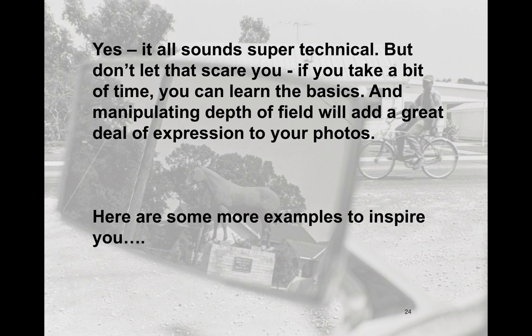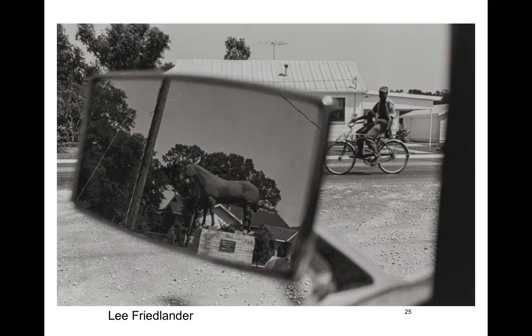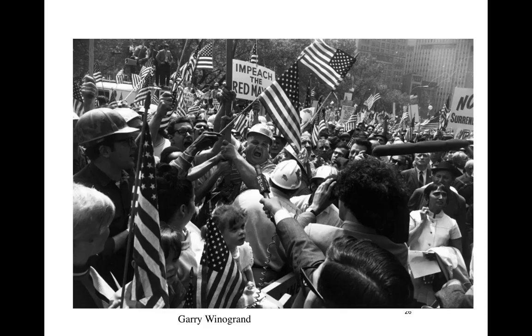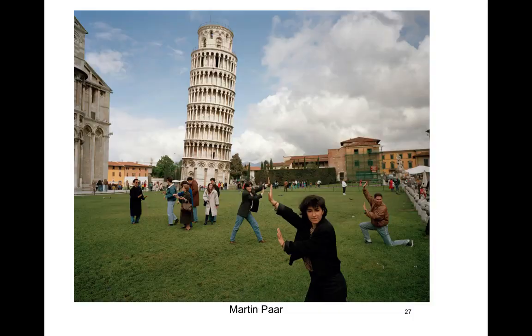Here are a few more examples to inspire you. Shallow depth of field by Lee Friedlander. Notice he's focusing into the mirror, and so the frame of the mirror actually goes out of focus. Something really fun to play with if you're experimenting with depth of field. Garry Winogrand, wide angle lens. In this street scene, he manages to have very, very deep depth of field from the little girl in the foreground to the background.